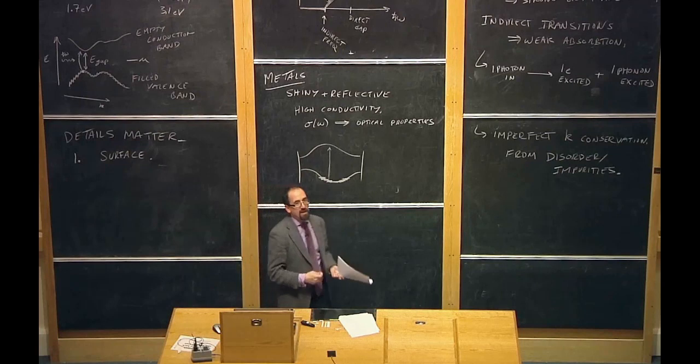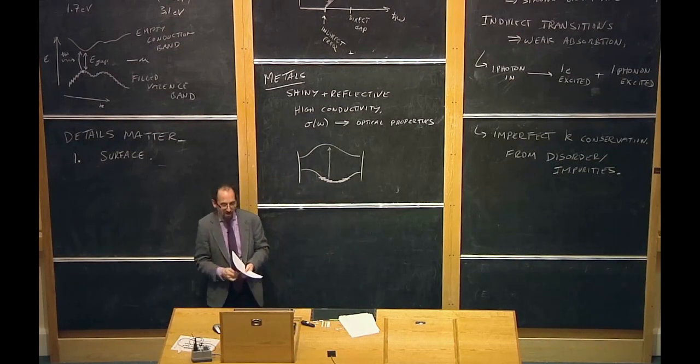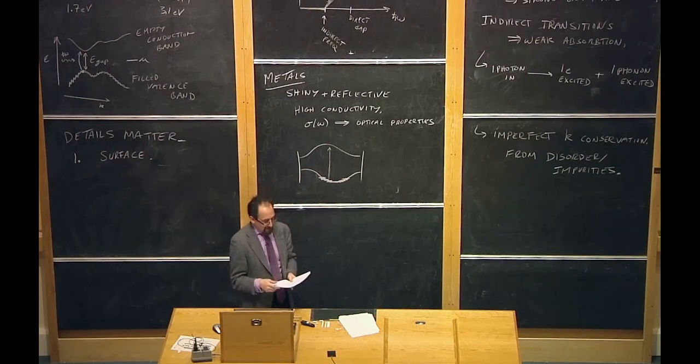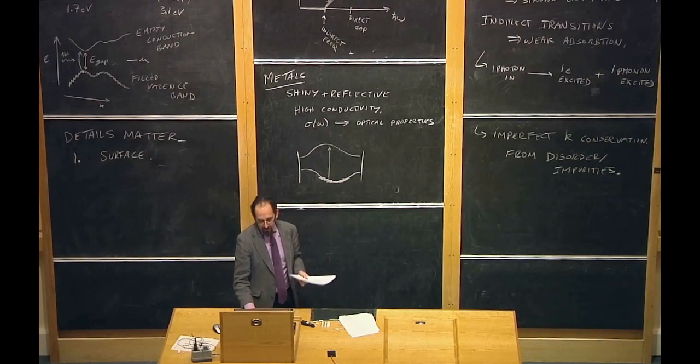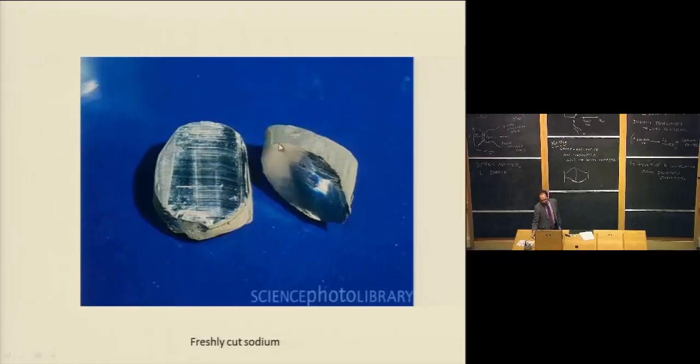And very frequently, the surface of the material is not like the rest of the material for one reason or another. A really good example of that is a material like sodium. Sodium is a really good metal. But if you look at its surface, here's a chunk of sodium. The surface of sodium looks kind of gray. It's not reflective. Why is that? Well, because you're not actually looking at sodium. You're looking at sodium oxide.